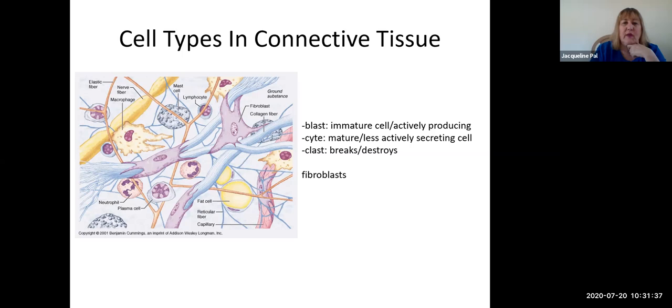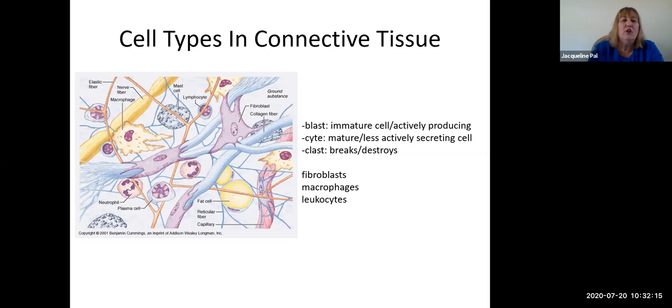Macrophages, what do you think a macrophage is? What does macro mean as opposed to micro? Macro means big, micro means small. And what did that phage word mean, as in phagocytosis? It means to eat. So a macrophage is a big eater. So here's an example of a macrophage, which is a specialized type of what used to be a white blood cell, and its job is to go there and eat up debris, including, for instance, bacteria that don't belong there.